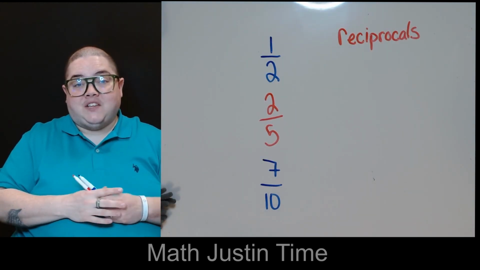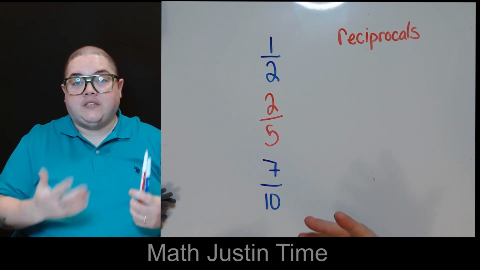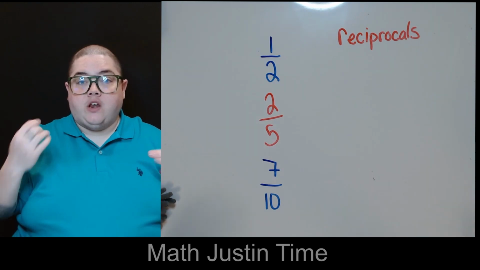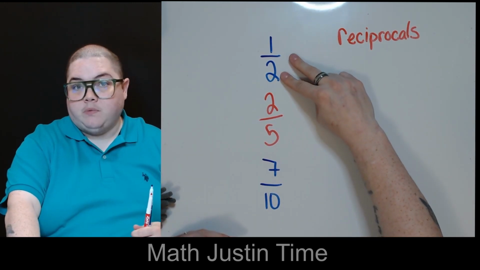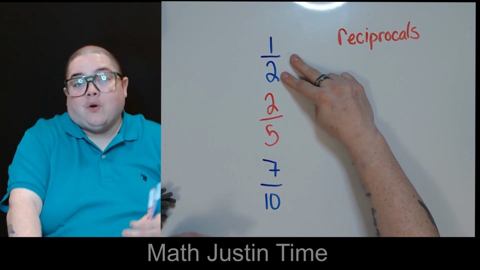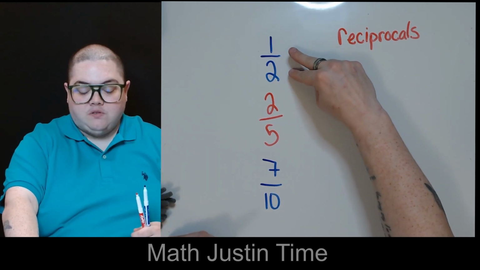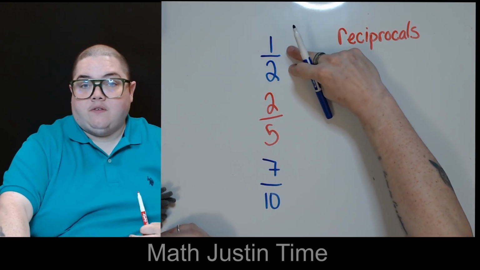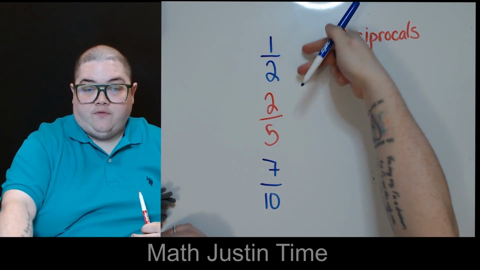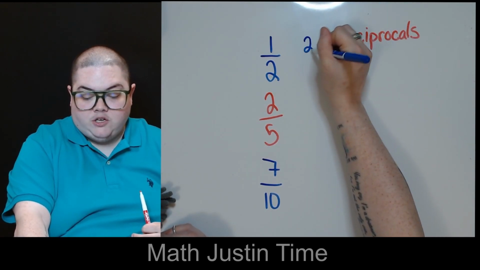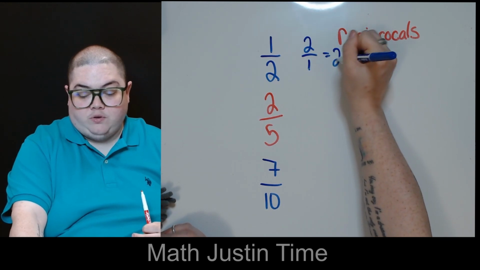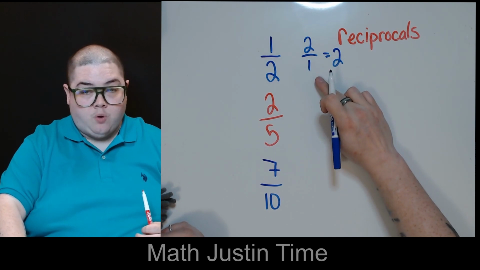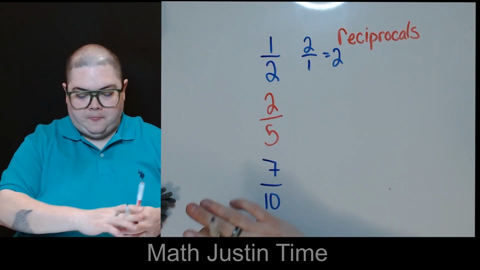Okay, the next thing that's really important to understand are reciprocals. Reciprocals are when you have a number, usually a fraction, but I'll show you it doesn't have to be, or any number can be a fraction, and you switch the numerator and the denominator. So if you have 1/2 and you flip it, you would get 2 over 1, which is just equal to 2. So 1/2's reciprocal is 2 over 1, or 2.